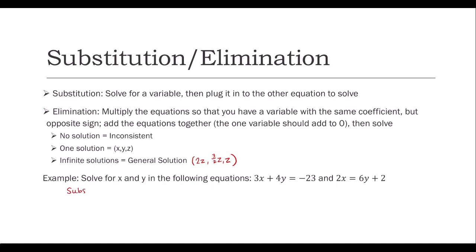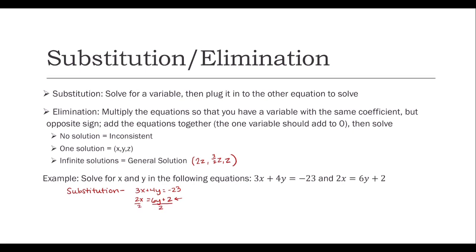So for substitution, we have 3x plus 4y equals negative 23, and 2x equals 6y plus 2. So we'll solve this second equation here for x by dividing both sides by 2. So now this becomes x equals 3y plus 1. So we'll take this and we'll plug it in for x in this first equation. So we're substituting it in, and that's why it's called substitution.